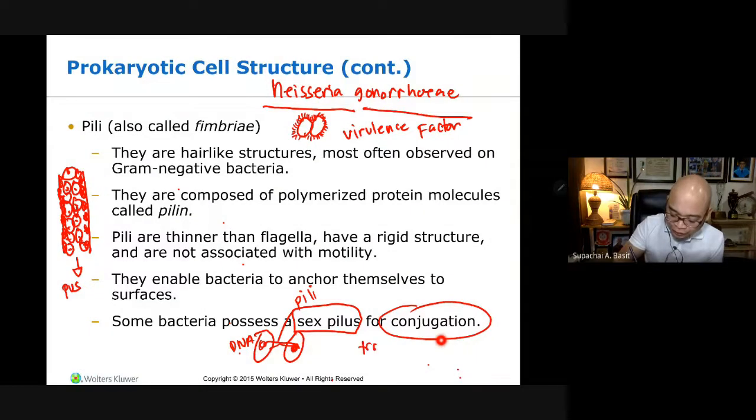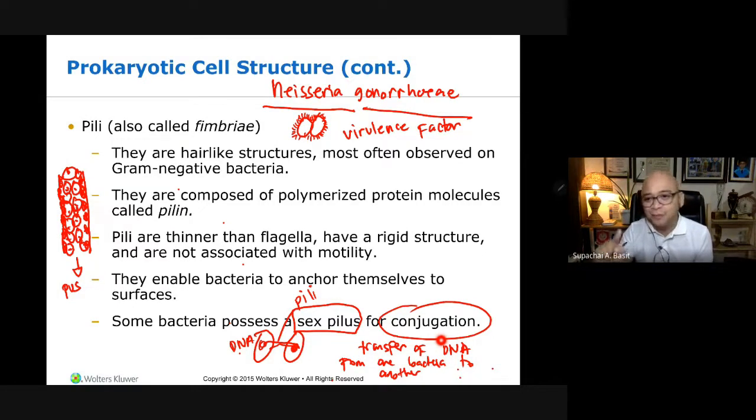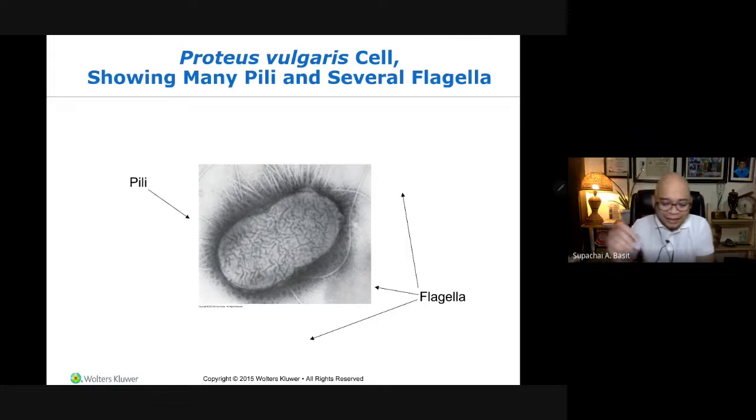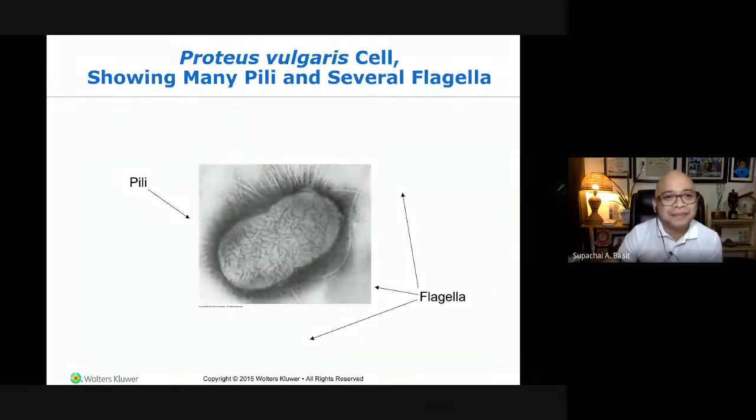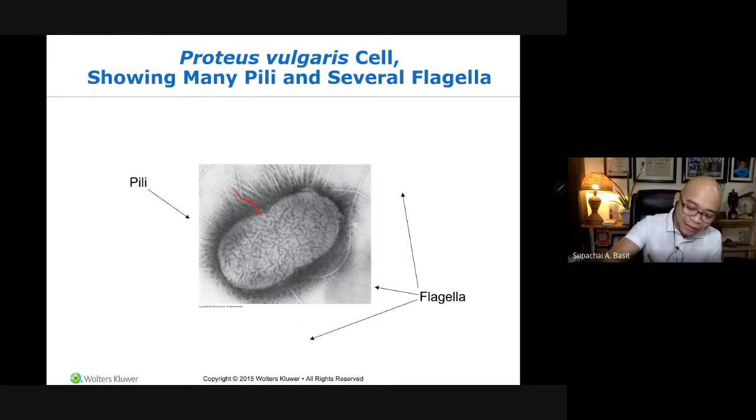So it is the transfer of DNA from one bacteria to another. So when the DNA is transferred from one bacteria to another, then it's called conjugation. Again, this is the TEM of a bacterial cell possessing both the pili and the flagella. Take note that pili are shorter as compared to flagella, which are longer. And they have different functions.